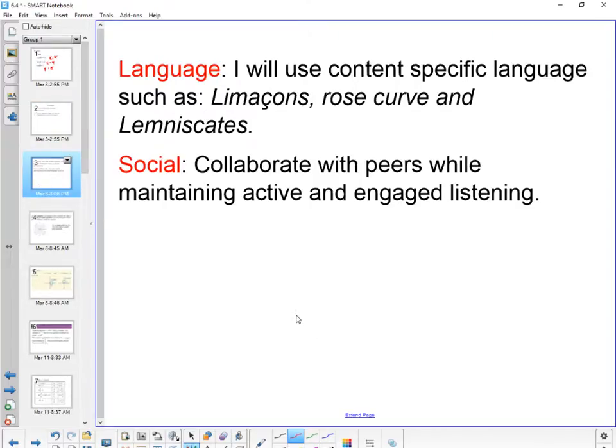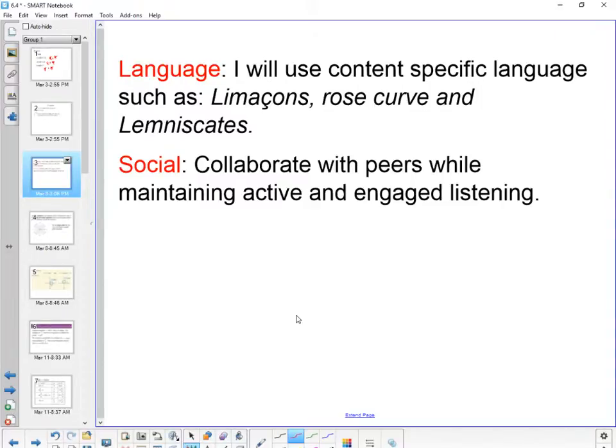Okay, language. Use some content-specific language today. We've got limaçons. I hope I said that right. It's French. Make sure that you understand what those are. Understand what a rose curve is going to be. And then we have lemniscates. I'm not sure if I say that correctly. So again, I don't mind you collaborating with your neighbors, but that's what we're doing.